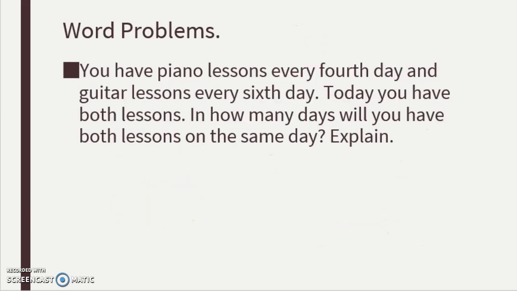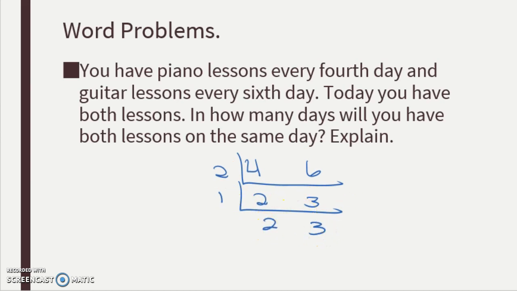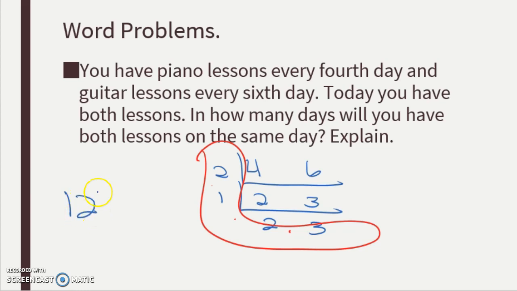Now, if we're looking here, you have piano lessons every 4th day and guitar lessons every 6th day. So we're trying to figure out when those 2 days meet up. So that answer is going to be bigger. It is an LCM problem. So we have 4, we have 6. Take a 2 out. That's a 2, that's a 3. I can only take a 1 out of those. Drop my 2, drop my 3. Multiply everything on the outside. 2 times 1 times 2 times 3. My final answer is going to be 12.